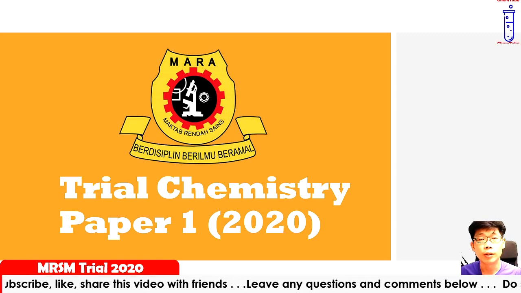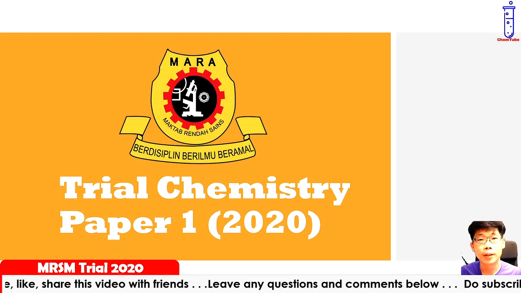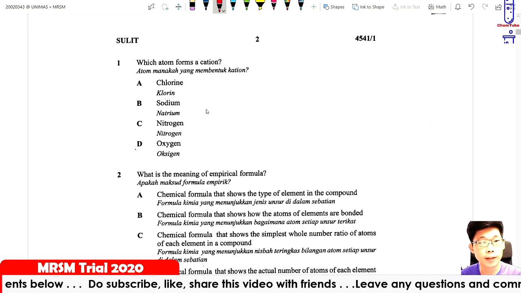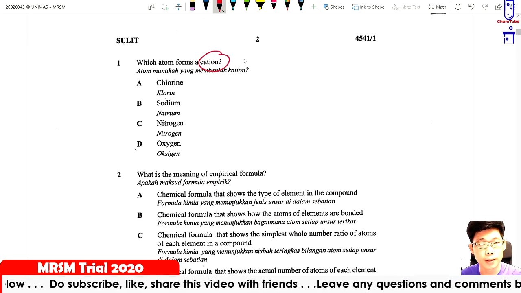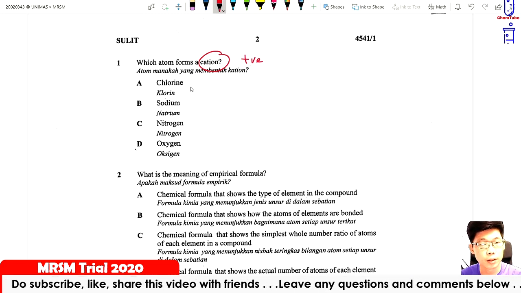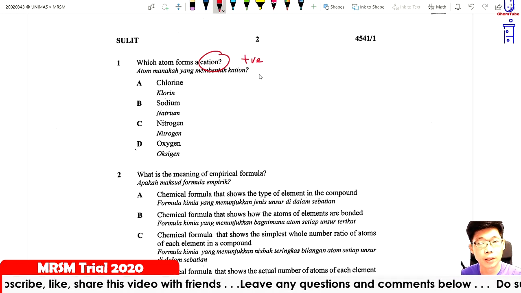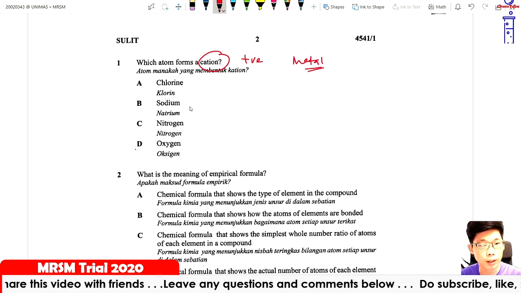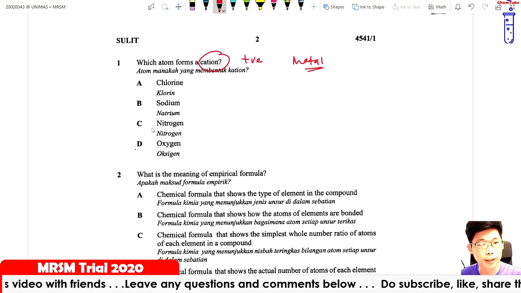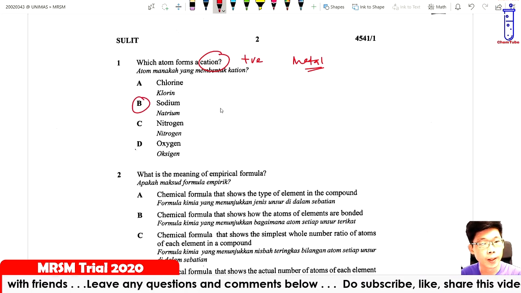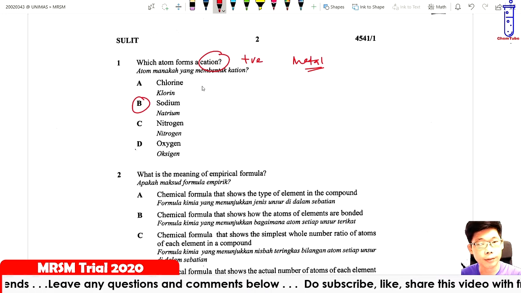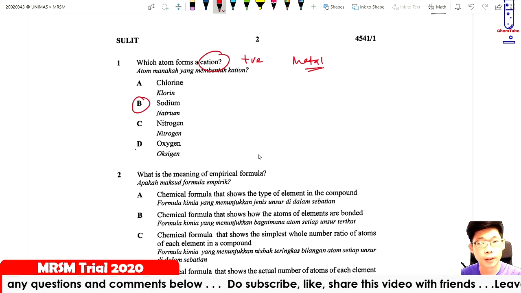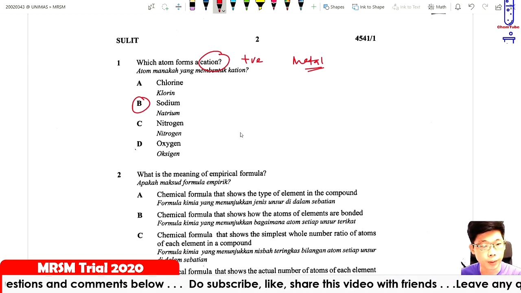Today we are going to look at MRSM paper 1. Let's start. Okay, question number 1. Which atom forms a cation? A cation is a positive ion. Positive ions normally refer to metal atoms. Among the choices here, sodium is the metal. Chlorine will be negative, nitrogen also negative, oxygen also negative. So the answer is sodium.